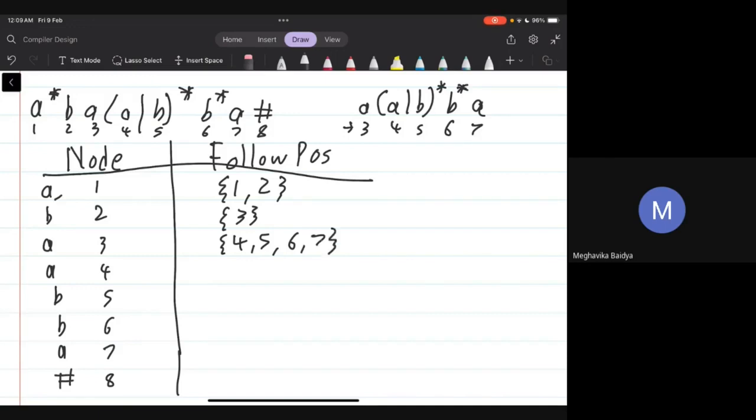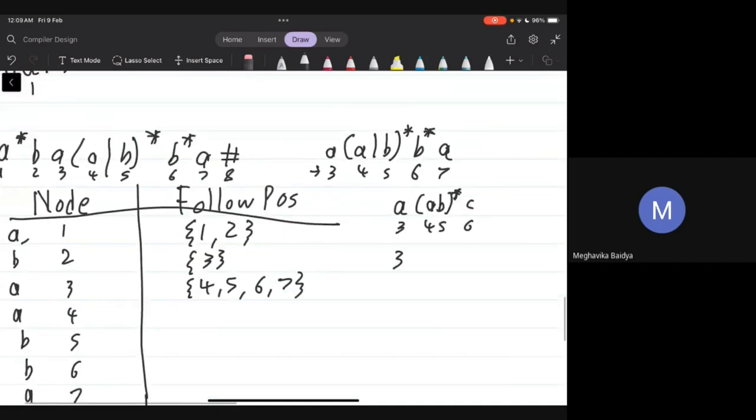Okay, I have a doubt. What if it is not A or B, but rather A and B? Then what would we do? For example, suppose this is 3, and suppose this is A B star, so this is 4 5. And let's take this is C, just for some random example.